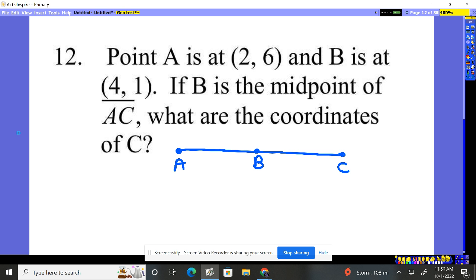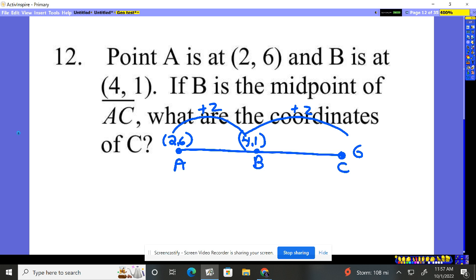It says, hey, A is located at (2, 6). And B, the middle, is at (4, 1). So we need to figure out how to get to this other endpoint. And it wants to know, hey, what are the coordinates there? Well, here's all I'm going to do. I start here. I went from 2 to 4. So what did you do? You went up by 2. So we need to do what? Go up by 2 so that 4 stays in the middle.